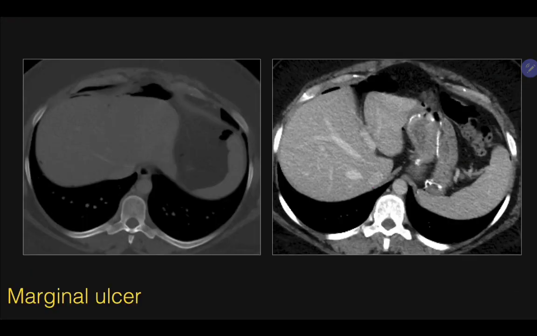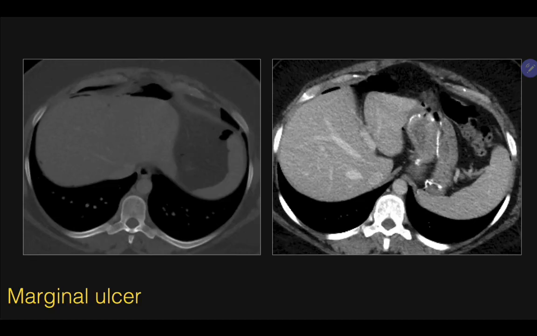CT. An important ulcer variation to be aware of is a perforated marginal ulcer, which occurs in the setting of gastric bypass. These are often subtle and easy to overlook with postoperative changes in the upper abdomen that can otherwise be pretty easy to scroll through.